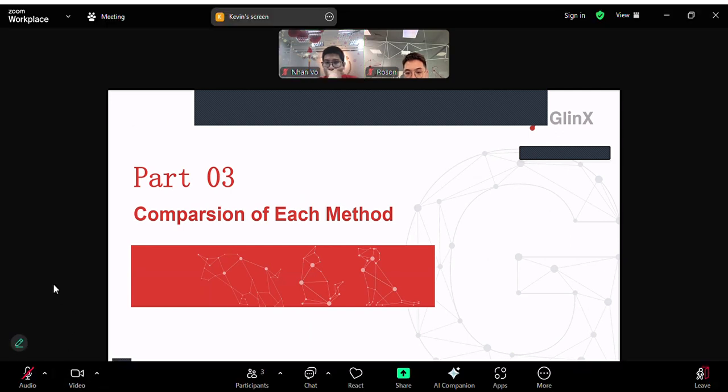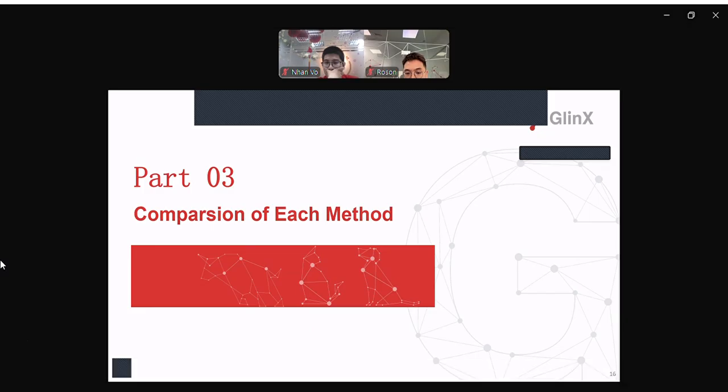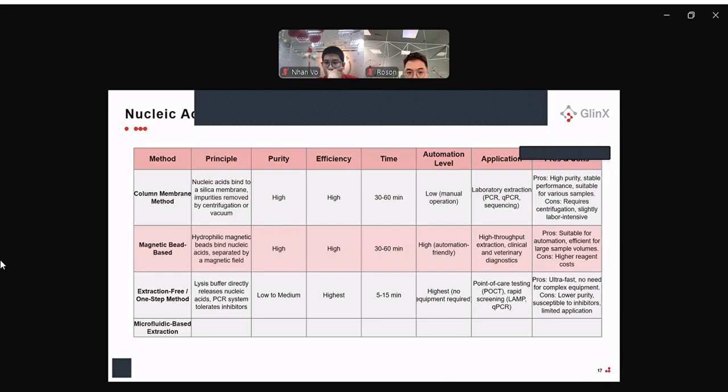And so for the third part, we will have a comparison of each kind of method. You can have a look at this table, because like I said before, the Incycle machine is more than a PCR machine. So for today's sharing, I will not only introduce the different amplification methods, but also tell you there are different extraction and purification methods on the market.